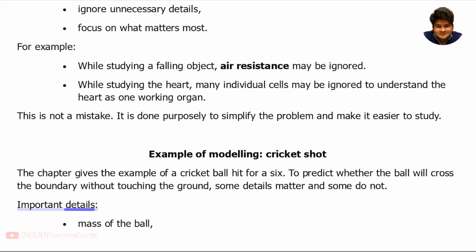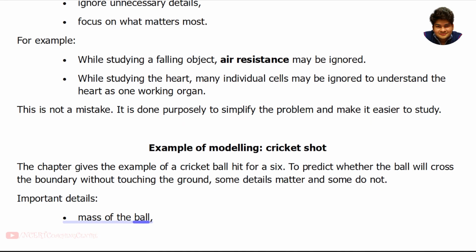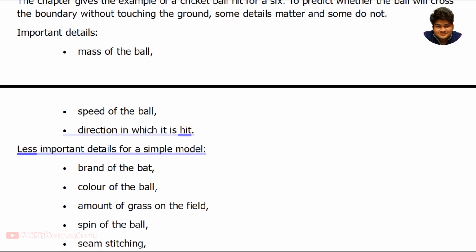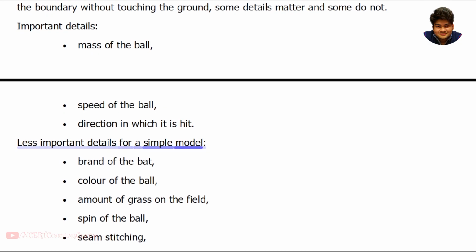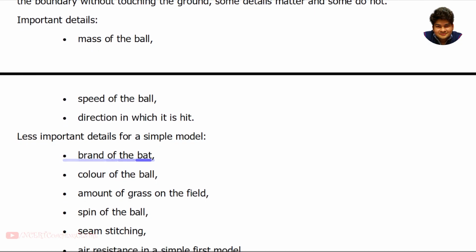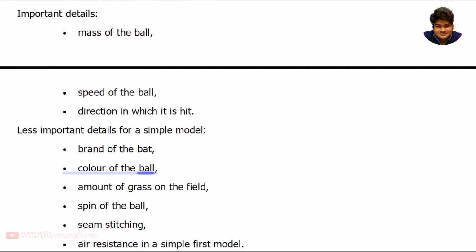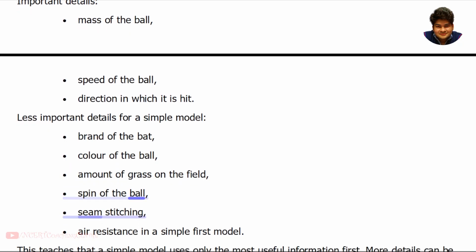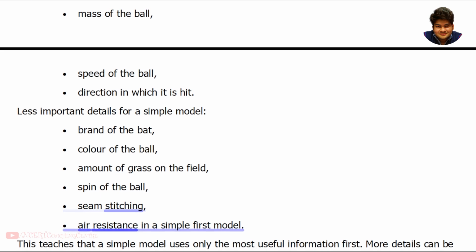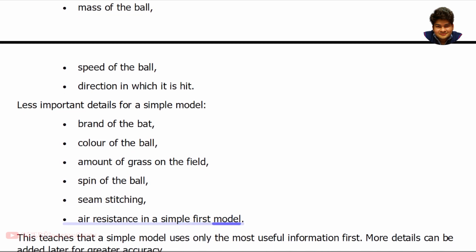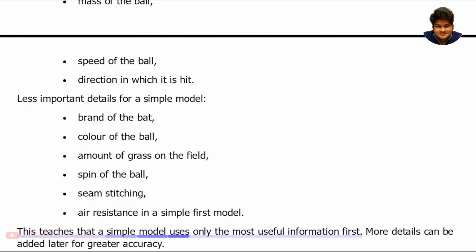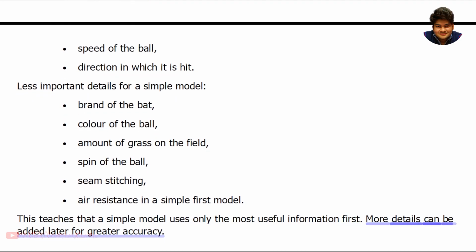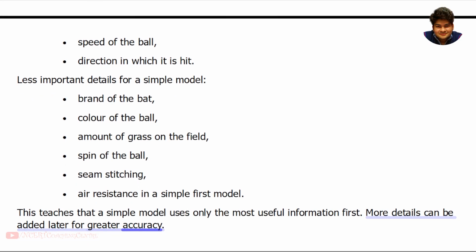Important details: mass of the ball, speed of the ball, direction in which it is hit. Less important details for a simple model: brand of the bat, color of the ball, amount of grass on the field, spin of the ball, seam stitching, air resistance in a simple first model. This teaches that a simple model uses only the most useful information first. More details can be added later for greater accuracy.